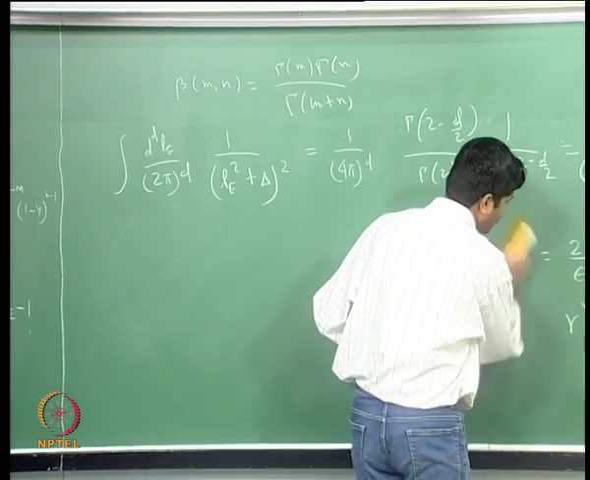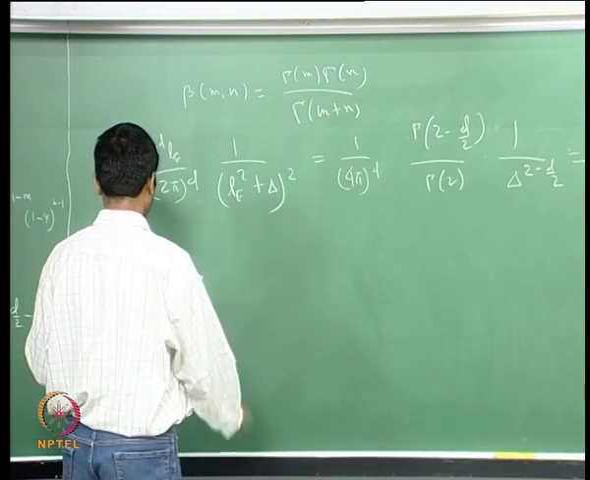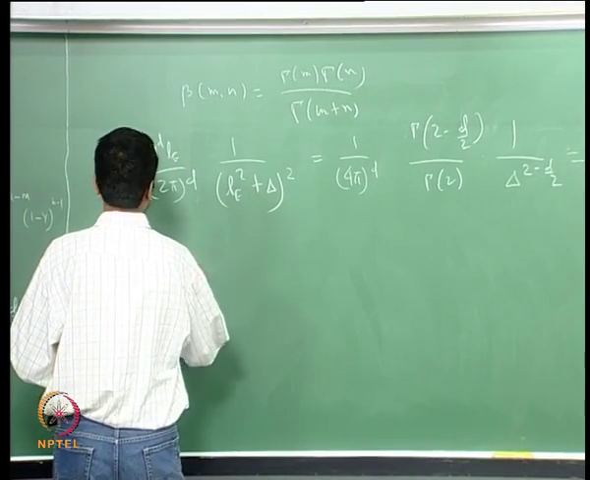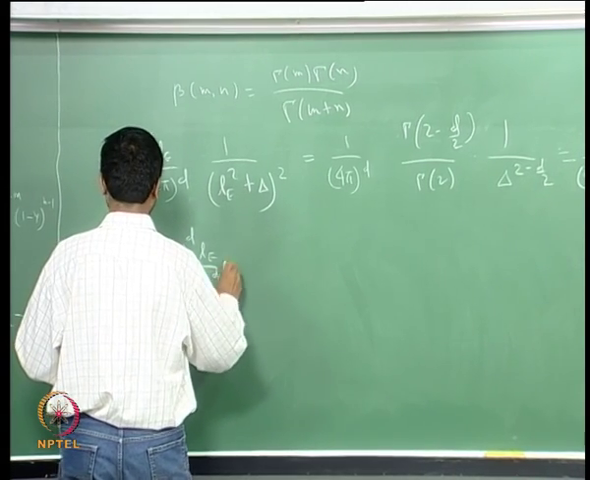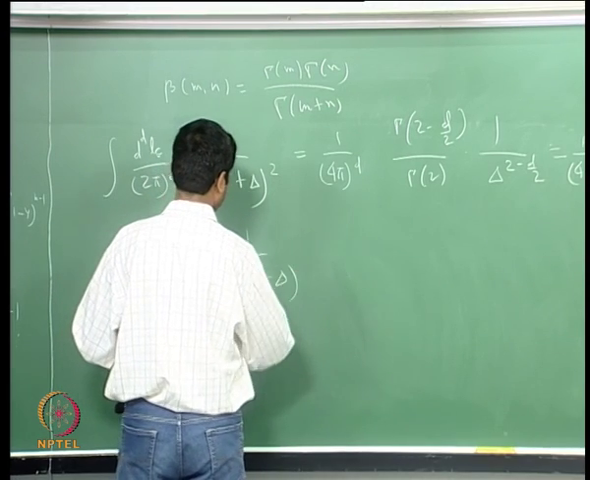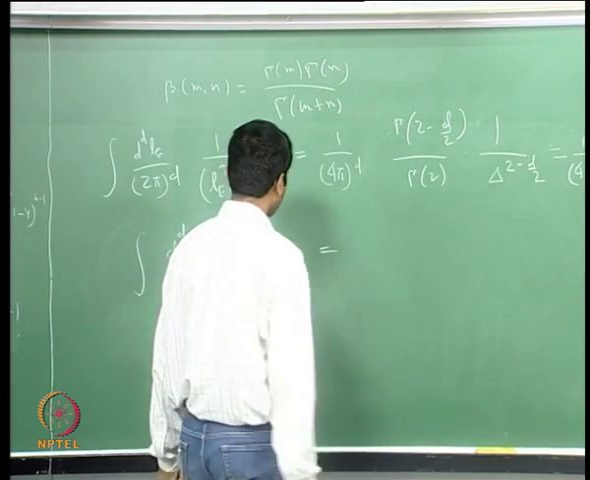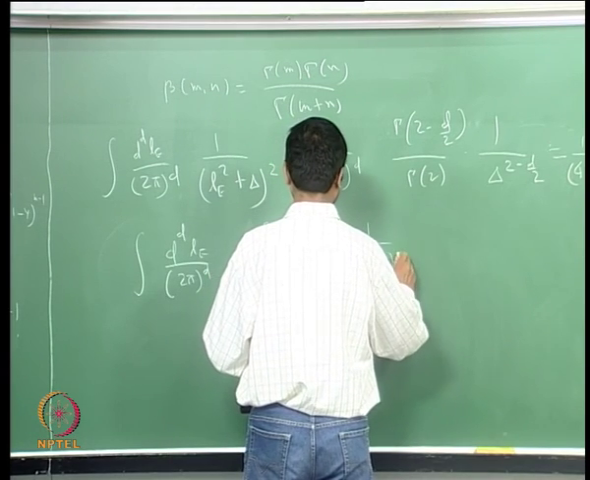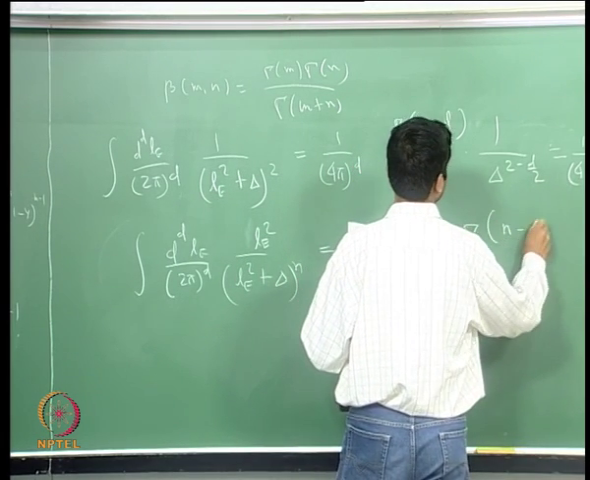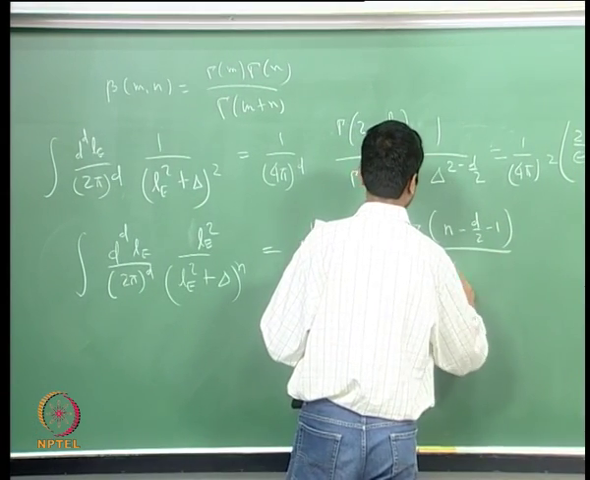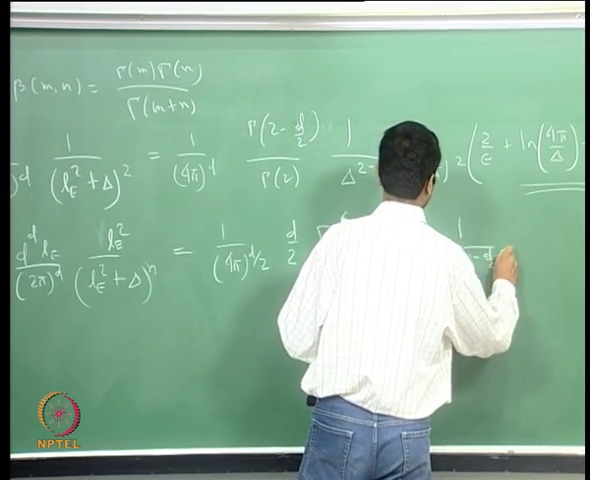and leave it as an exercise for you to evaluate this explicitly. So, if you have ∫ d^d l_E/(2π)^d · 1/(l_E² + Δ)^n with l_E² in the numerator, what you will get is 1/(4π)^(d/2) · (d/2) · Γ(n − d/2 − 1)/Γ(n) · 1/Δ^(n − d/2 − 1). Okay.